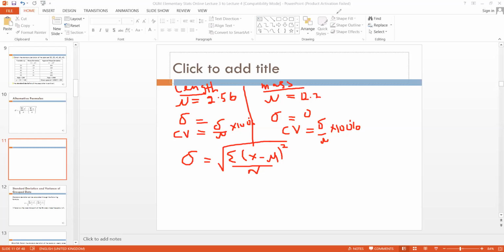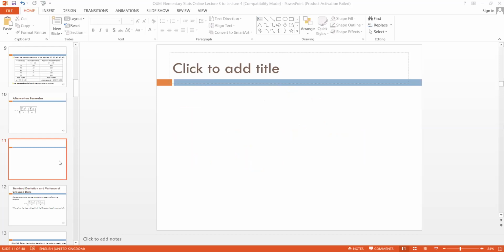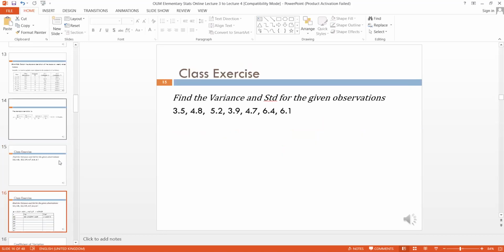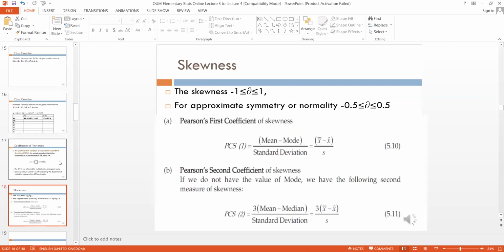Now let's move on. We've looked at the range, the interquartile range, the standard deviation and the variance, and the coefficient of variation. We as well want to look at what we call skewness. We want to connect the previous topic and today's topic in describing the distribution of the data.